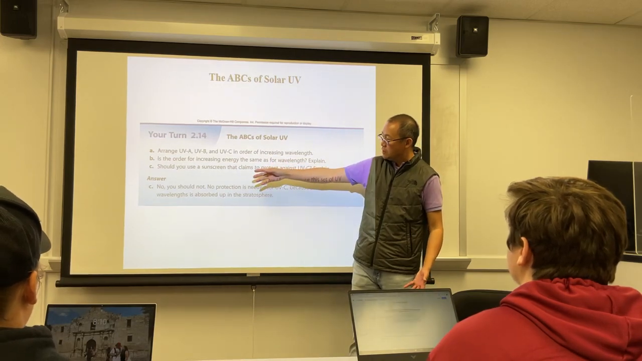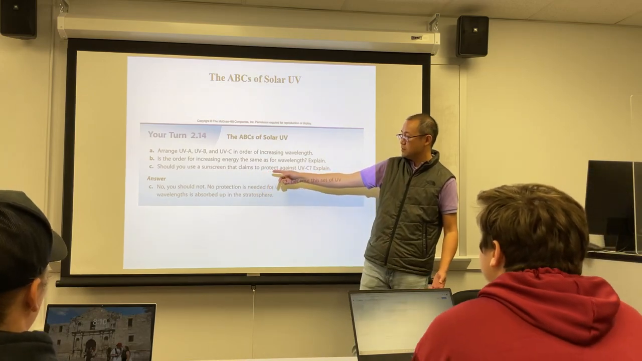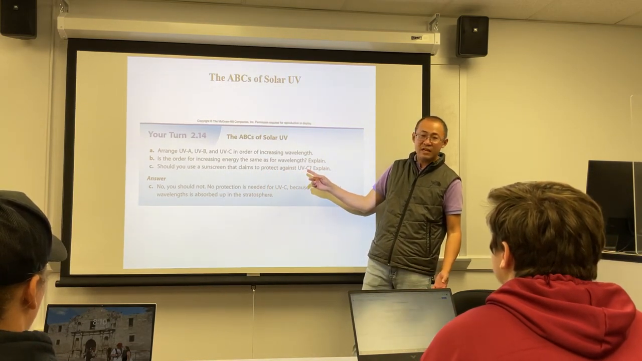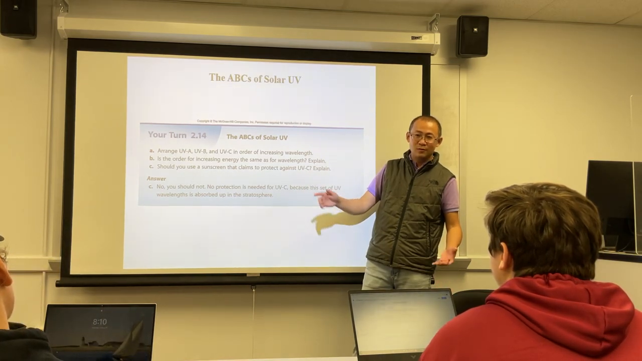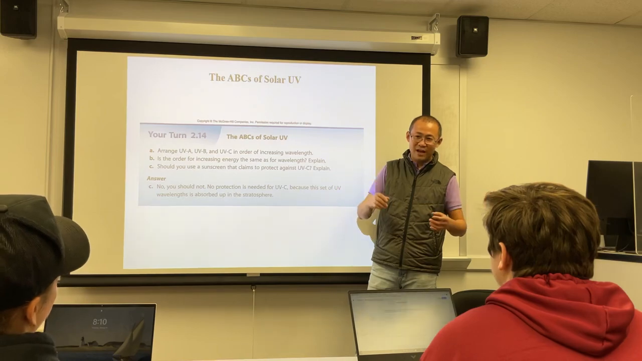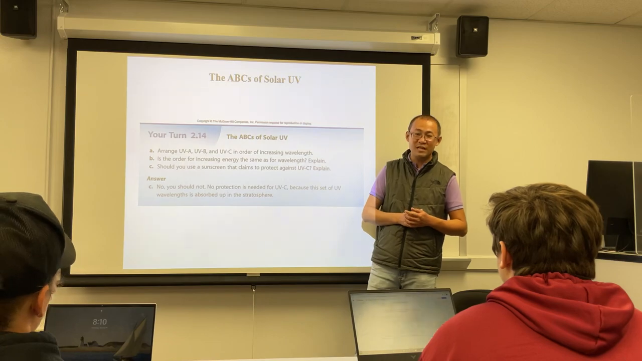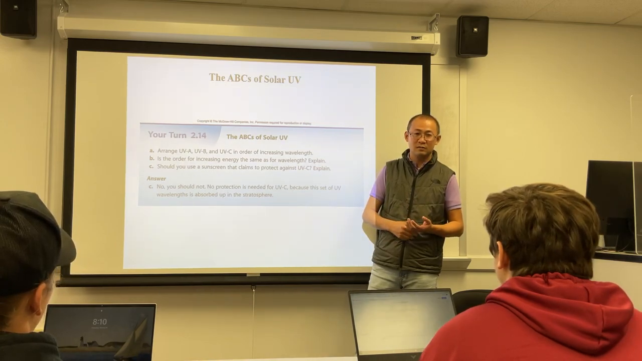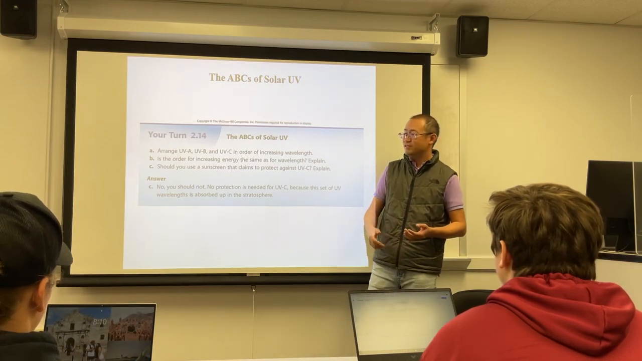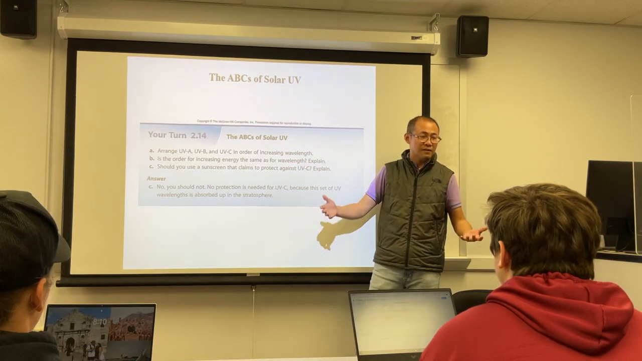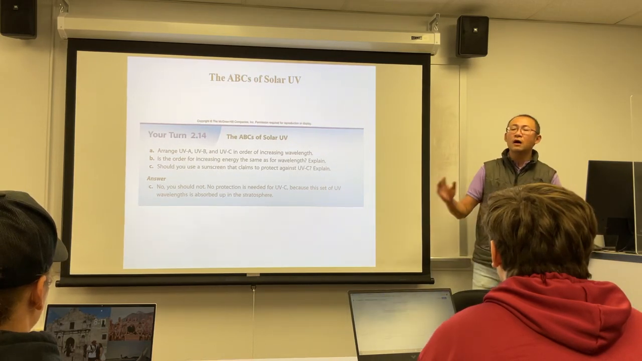And question C, again, very simple. They ask you, if a sunscreen claims that it is used to protect against UVC, do you think that sunscreen is legit, or are they just over adamant about advertising? Do you think we need a sunscreen to protect us from UVC? We don't, because UVC doesn't get to us. So there is no reason for somebody to develop a sunscreen against UVC. Most sunscreens are for UVA.